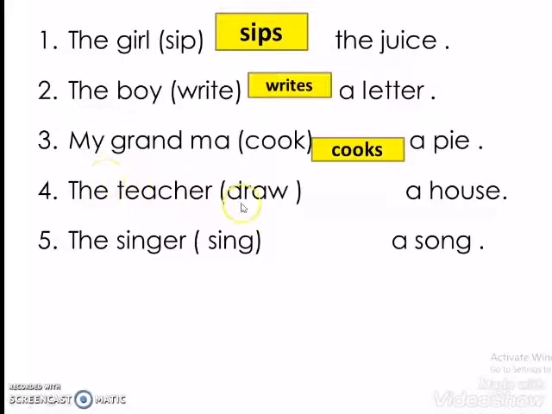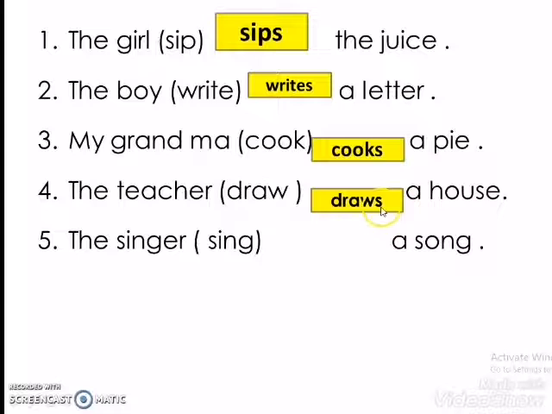The teacher draw a house. Where is the action verb? The action verb is draw. This is the word draw. Okay, what do I have before the action verb? I have the teacher. So the teacher, I have one teacher. So it is a singular noun. The teacher draws a house. So what do I add for the word draw?